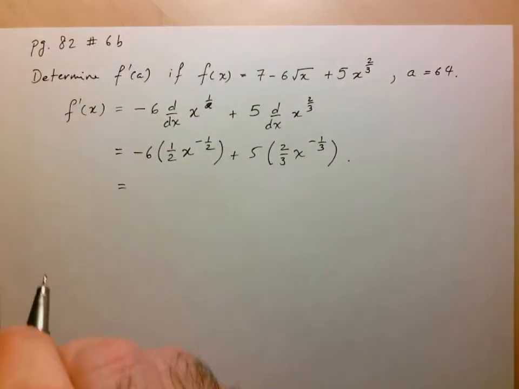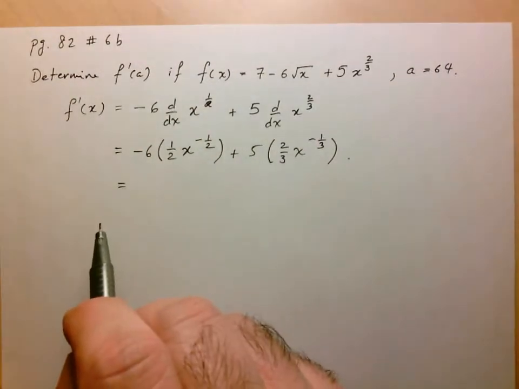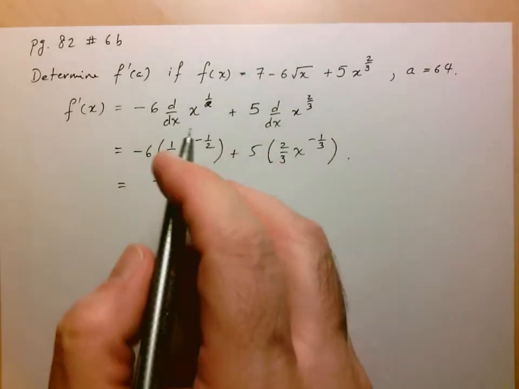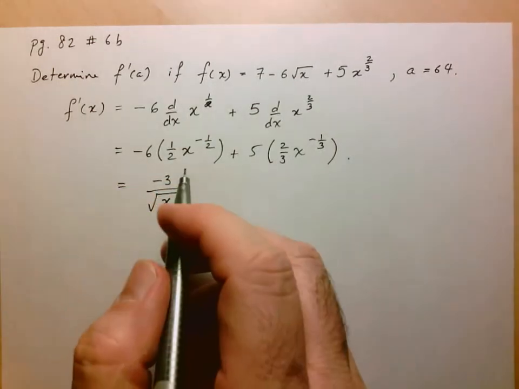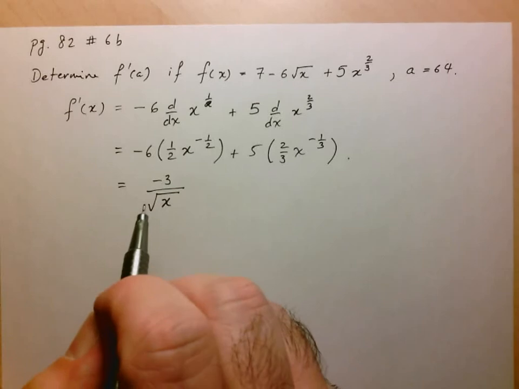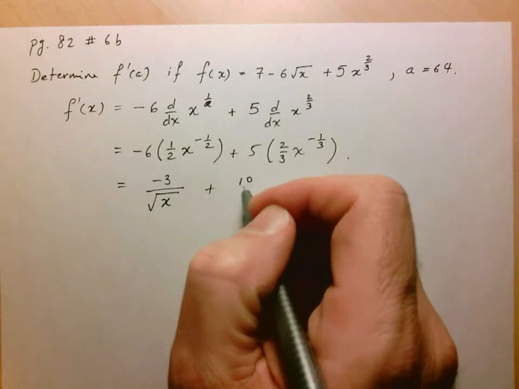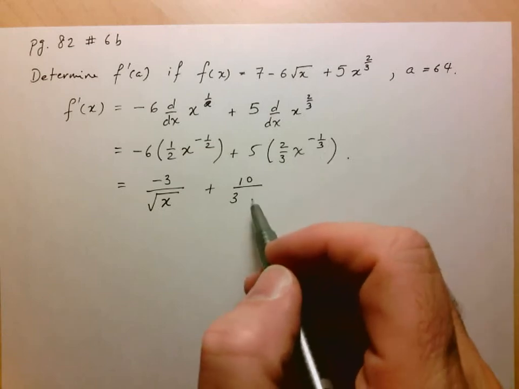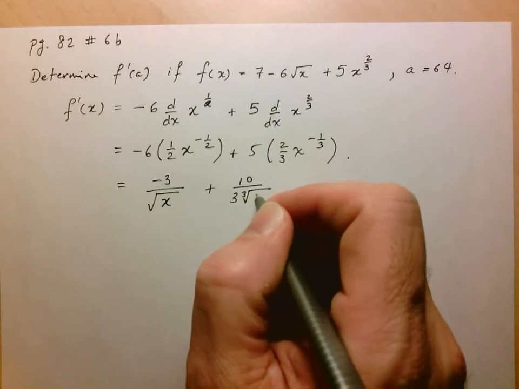Now we could stick in the 64 right now, but I think it'd probably be better if we simplify a little. So here, negative 6 times 1/2 is negative 3, and x to the negative 1/2 we'll write in the denominator as square root of x. The negative brings it into the denominator, and I'll write it as a square root because that's more familiar when I'm actually substituting in the number. Plus here we have 10 over 3, and again this negative is going to bring this power to the denominator, and exponent 1/3 is the same thing as cube root. So 3 times cube root of x.